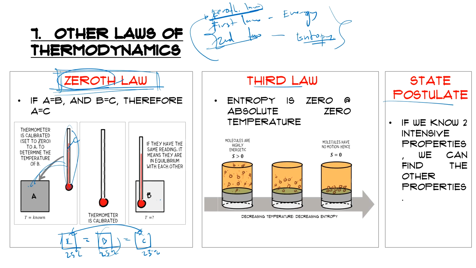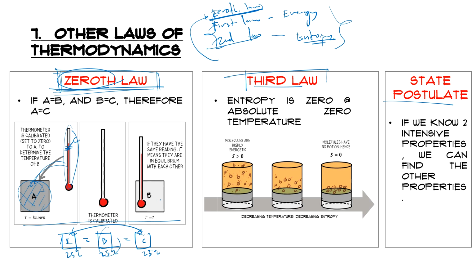For example, if the ambient condition is my basis, I calibrate the instrument and set it to 0 with respect to this. Then if I measure B and get the same reading, they are of the same temperature. If not, they don't have the same temperature. That's why the application of this is in terms of thermometry.